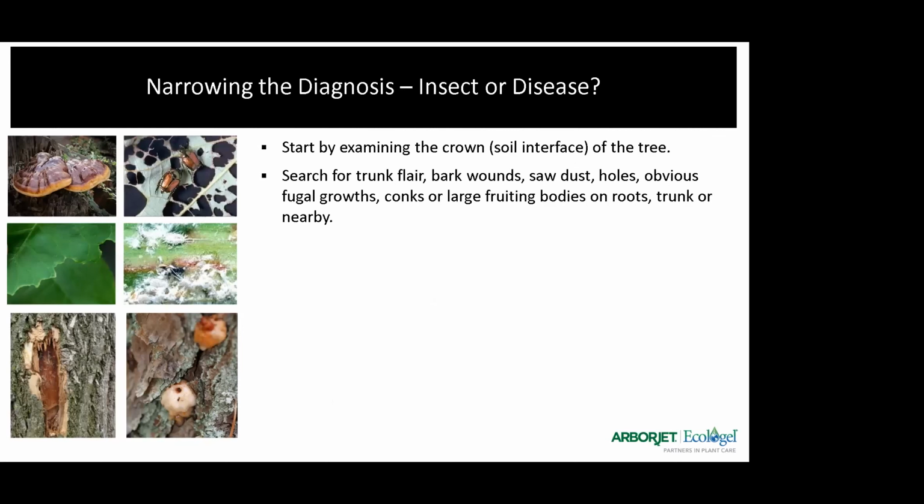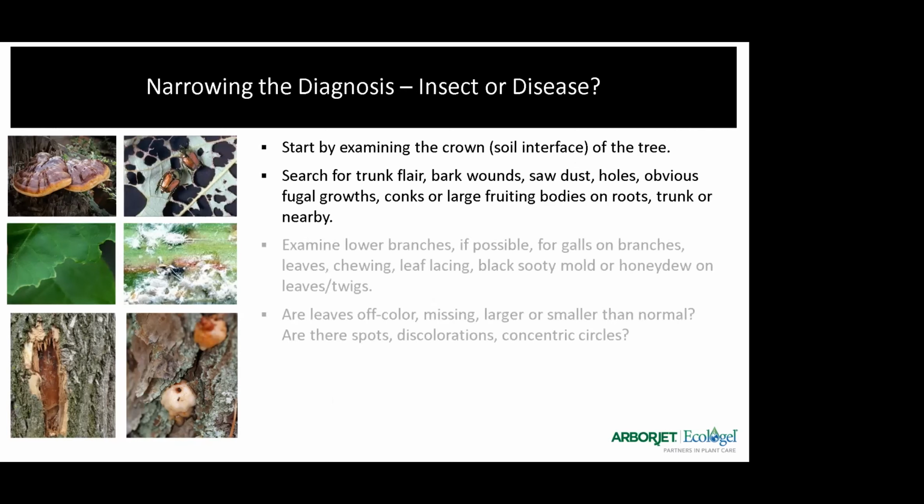Start by examining the crown at the soil interface of the tree. Search for the trunk flare. Does the trunk actually go straight into the ground, or does it flare out at the bottom? It's supposed to do some flaring. Are there bark wounds? Is there sawdust? Are there holes? Obvious fungal growths, conchs, or large fruiting bodies? We're starting at the bottom.